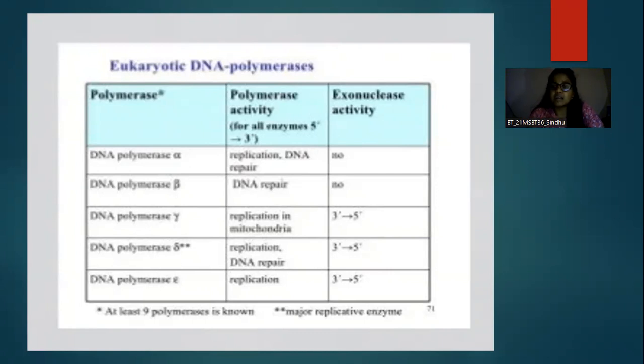DNA polymerase gamma. Apart from the cellular nuclear DNA, there is also some DNA present in mitochondria. This mitochondrial DNA is replicated using DNA polymerase gamma.